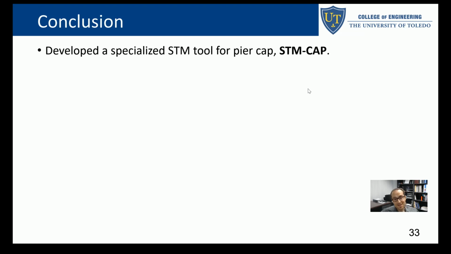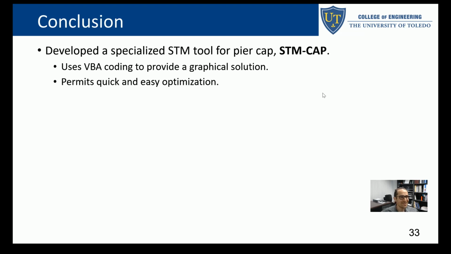Conclusions, strut-and-tie is a very good method. It is fast, easy to use, and we implemented this using a Visual Basic Application language to provide a graphical solution, because we are engineers and we have to see. We have to see the numbers, we have to see the model, we have to see the results. It's quick, easy optimizations. It's not a closed box. You can see the calculations. You can also tweak a little bit using vertical ties or not for optimization.